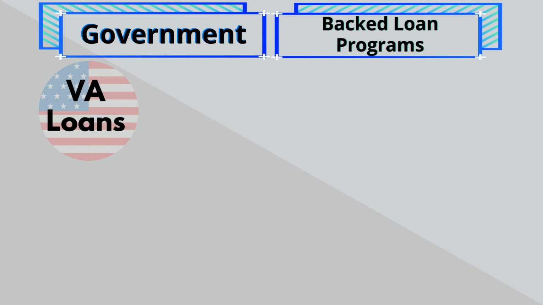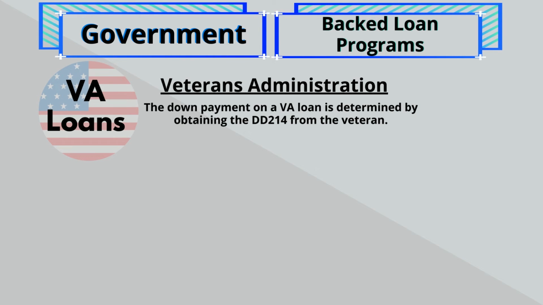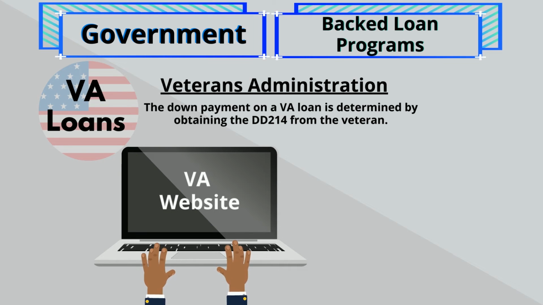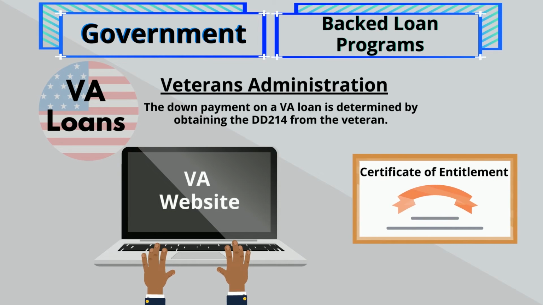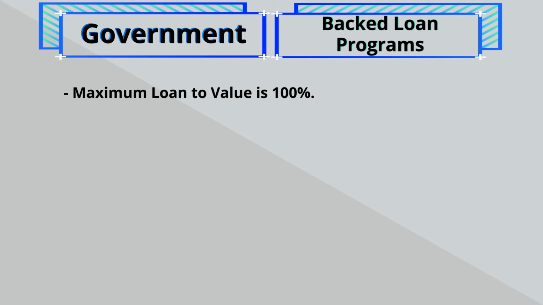VA loans, Veterans Administration. The down payment on a VA loan is determined by obtaining the DD-214 from the veteran. This information is entered into a VA website to generate a certificate of entitlement or eligibility. Once the COE is issued, the amount of entitlement benefits that may be utilized by the veteran may be calculated. Maximum loan to value is 100%.